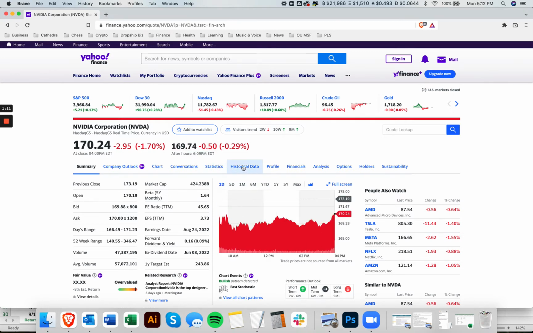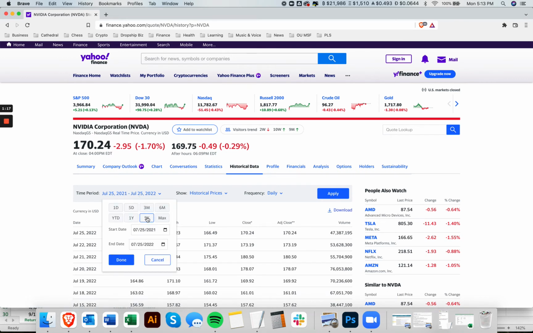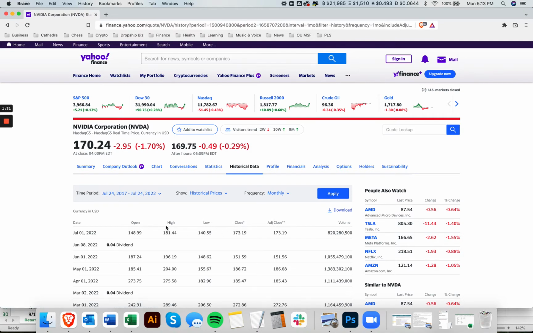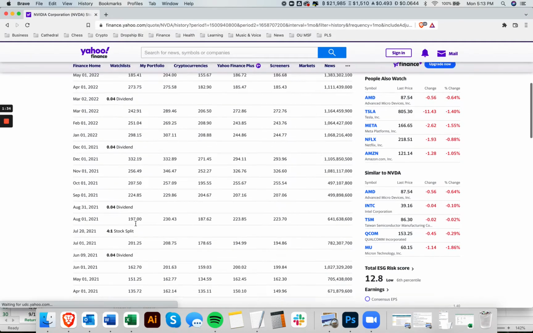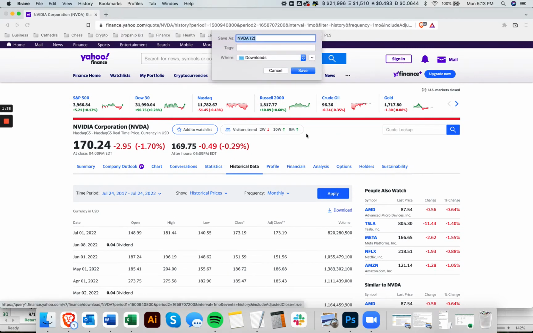What we're after today is historical data. So we're going to click here on historical data. We're going to expand this time range to 5 years from the last posted month, which takes us to 2017. And then we want monthly prices. So if you look, this gives us our data set. We're going to click download.